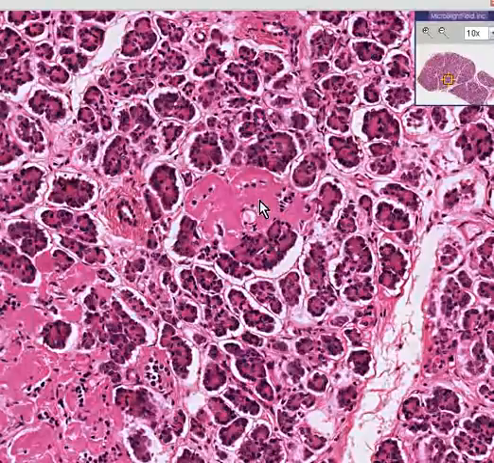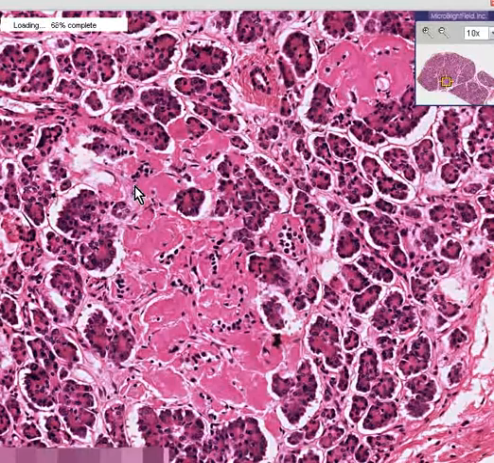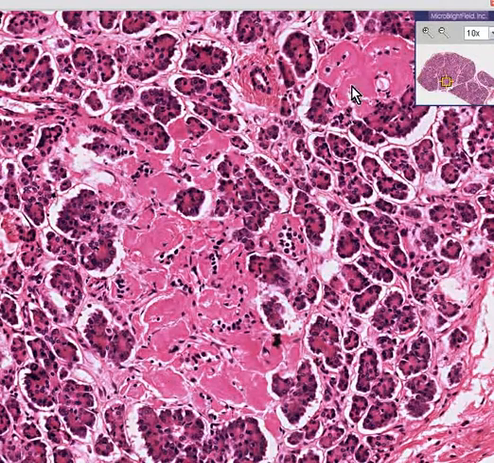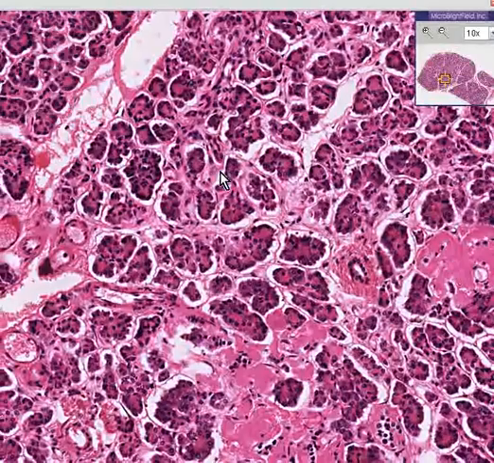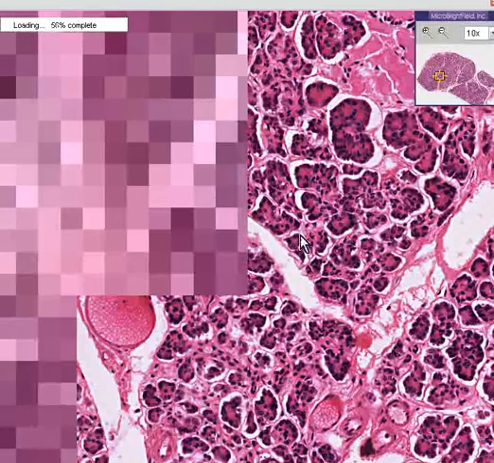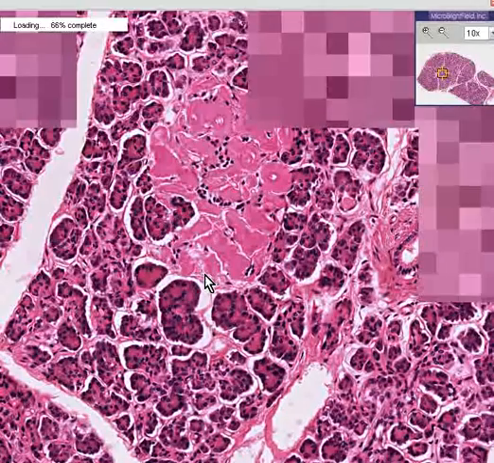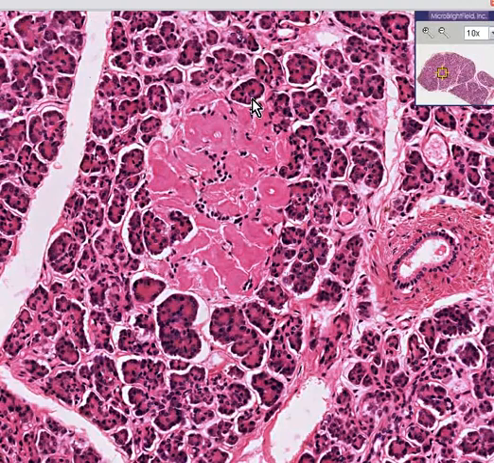These islets have been damaged. They could have been damaged due to toxins. They could be damaged due to autoimmune disease. These are hyalinized, or if you want to call them sclerosed, like we did in the kidney, where we called the glomeruli hyalinized or sclerosed. You call these hyalinized islets of Langerhans.